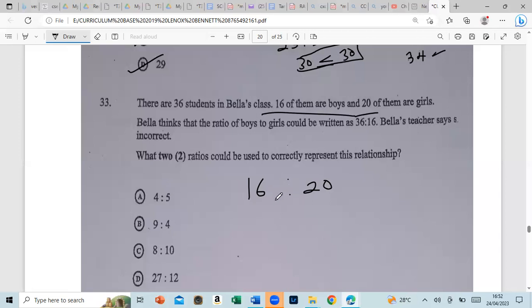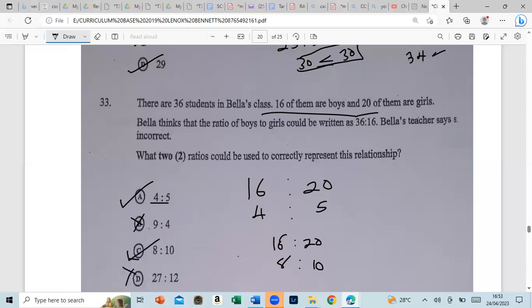Let's check for 4 to 5. So, basically, if we divide by 4, we get 4 here, and if we divide by 4, we get 5 here. So this ratio checks out. This is equivalent to this. Alright, let's check for 9 to 4. Well, technically, we could eliminate this since it should be boys to girls. So this one we can eliminate because the bigger number is at the front. Now let's check for 8 to 10 and see if that one is correct. If we divide both of them by 2, what would we get? We get 8 to 10. So basically, this one is also correct, alright? And this one will be incorrect.